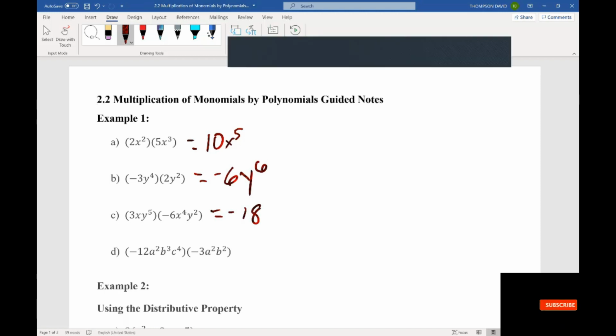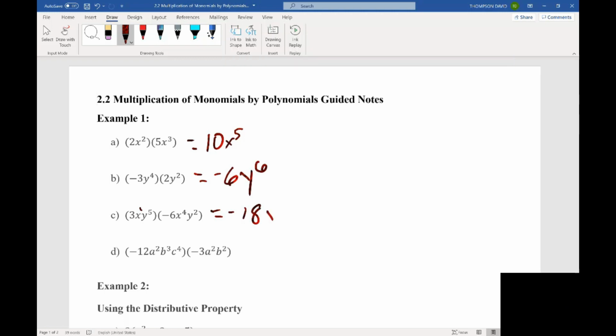And then the first x doesn't have a coefficient, so we'll put an imaginary 1 above it. So x to the first, x to the 4th, 1 plus 4 will give me 5, so x to the 5th. We have y to the 5th with y squared. 5 plus 2 will give me 7, so y to the 7th, and we're done. A little bit more challenging.